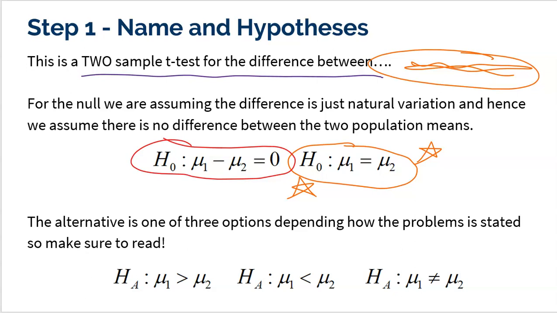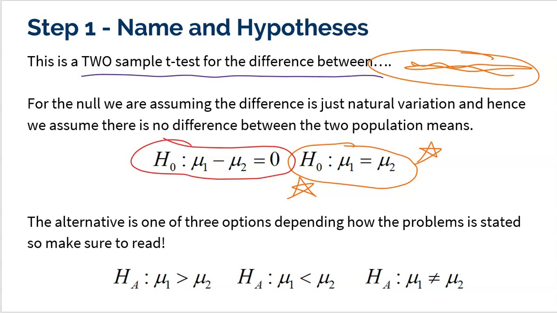I mean, that should be common sense, right? Just subtract the mu2 over, and if two values are equal, that tells you the difference between them is 0. I don't really care which one you use, but I do prefer the one I circled and starred there. So the null is that these two population means are the same. The mean weight of black bears is equal to the mean weight of brown bears. They're not any different.